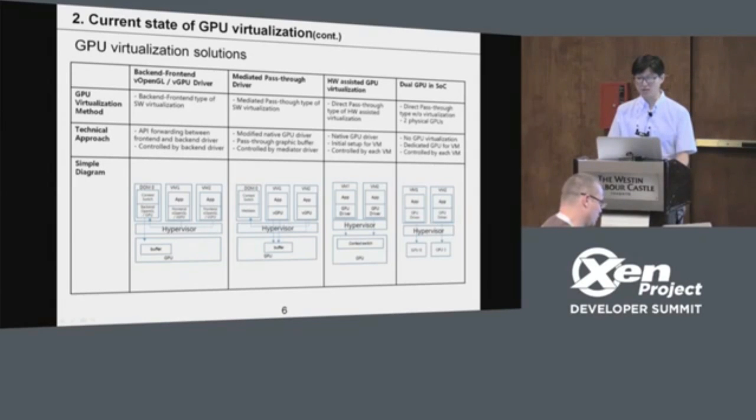The additional type is not a GPU virtualization type, but two guest OSes can be passed through to separate GPUs on top of a hypervisor. The SoC has two physical GPUs and they are dedicated to VMs. It is controlled by each VM.